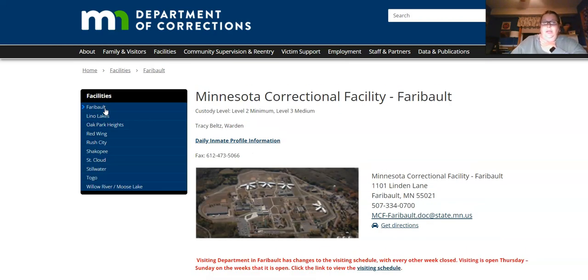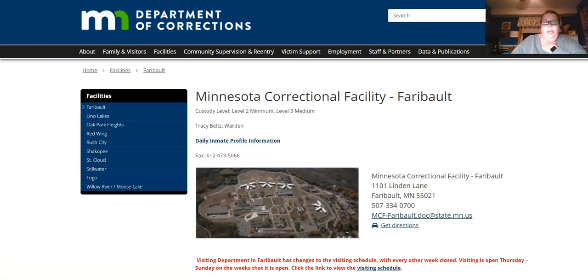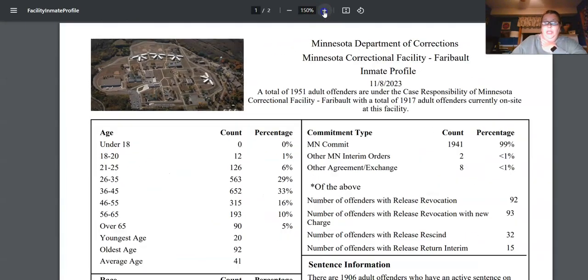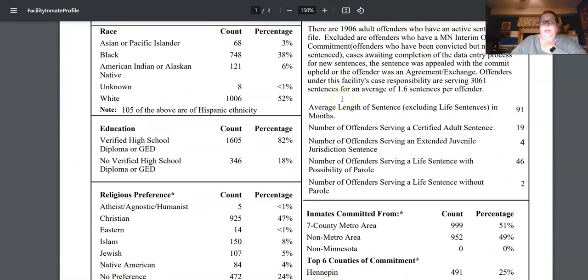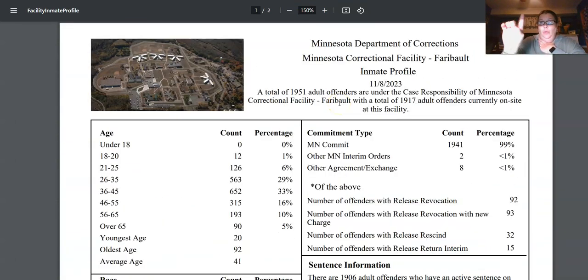To find all the information you need to complete this chart, again, I hope you're listening because this is critical. To find all the information for this chart, you are going to need to go, on each one of these prison pages, to this daily inmate profile information. You're going to be able to open that up and it is going to take you to a page that looks like this. I'll take that down a little bit. And it is going to provide you a whole bunch of data about what's going on in this one prison.